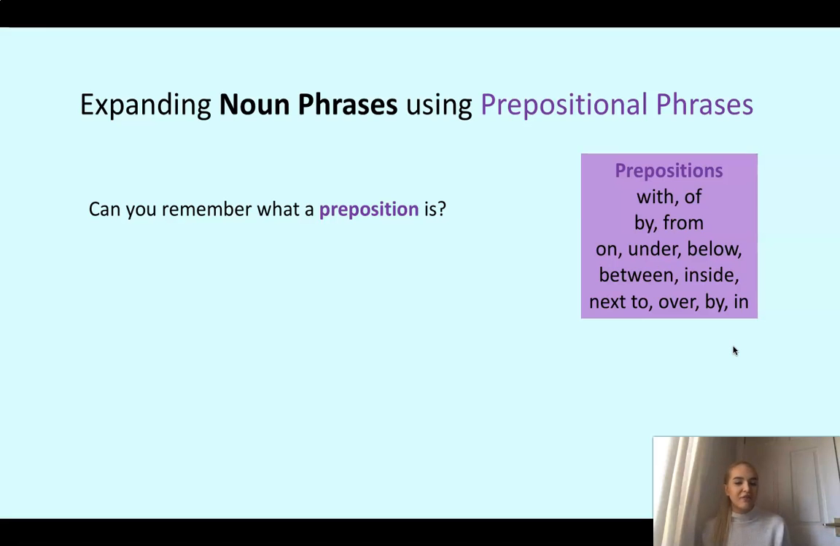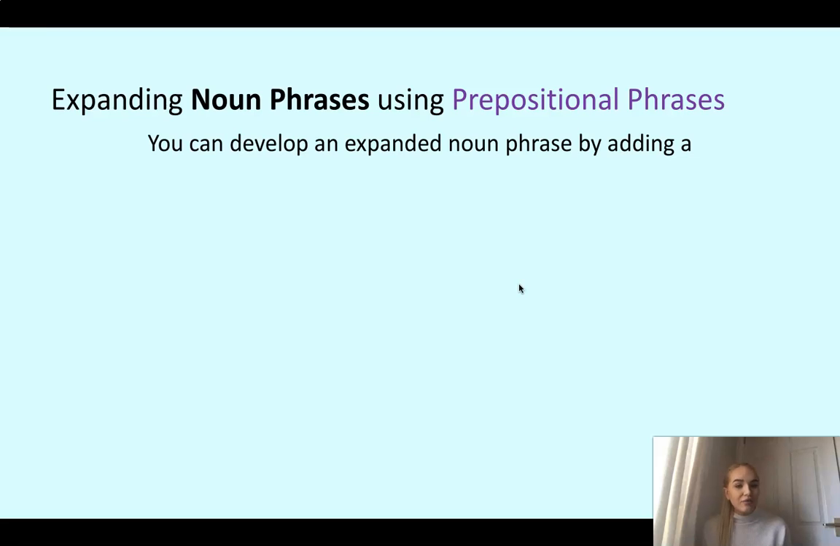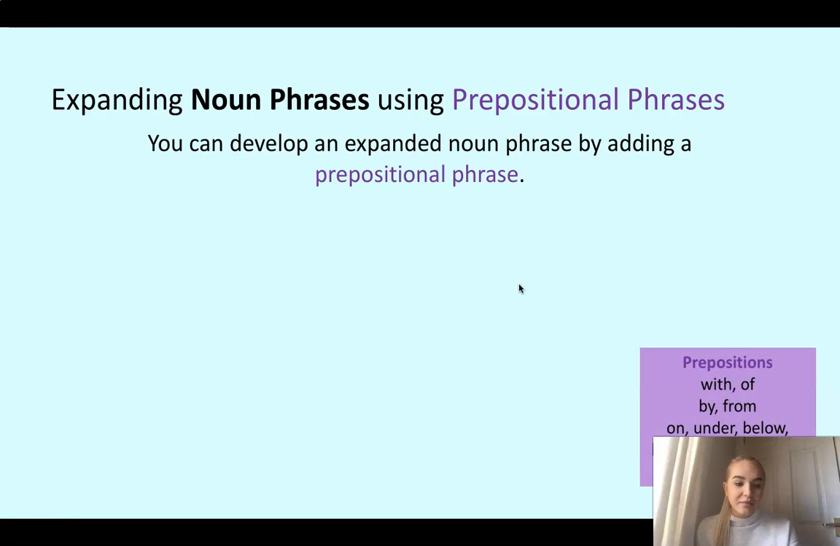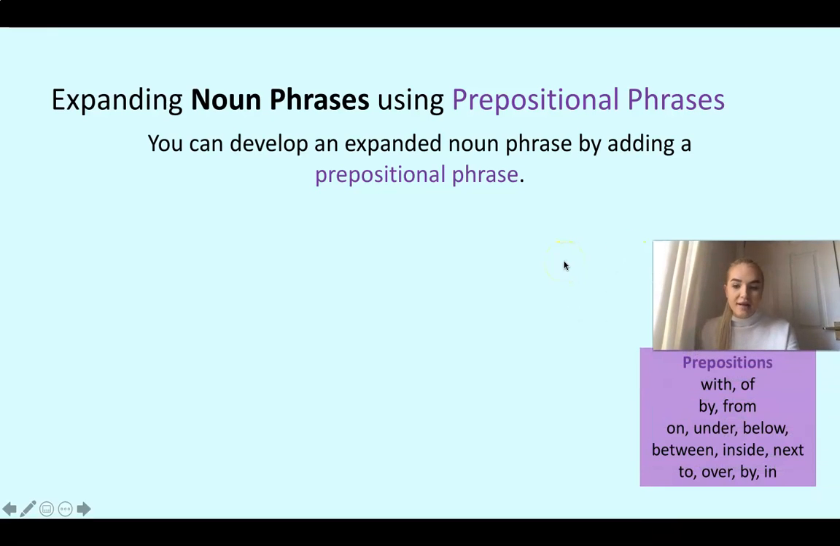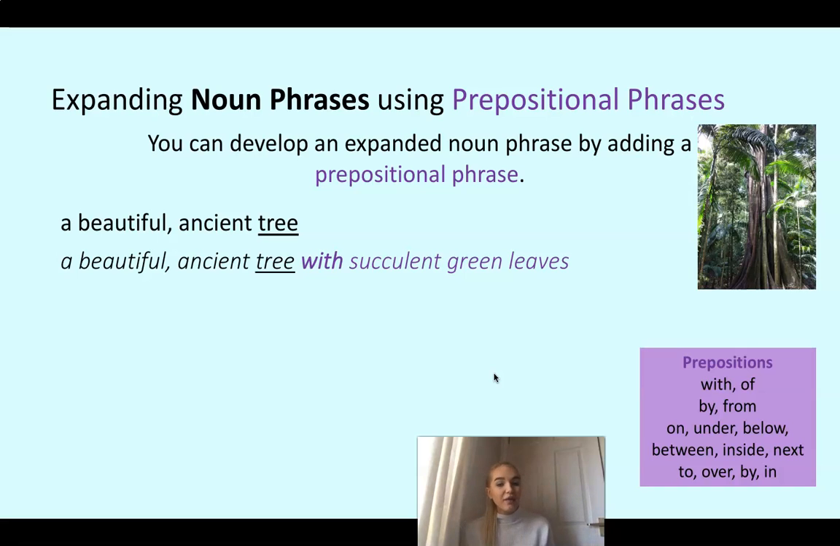Now, if you didn't have a definition for the word preposition before, can you think of one now using the list of some of the prepositions that I've given you here? Well done. So a preposition tells us how words are related. So we could expand our noun phrases using prepositional phrases because we could add a prepositional phrase. So we've got our prepositions just down the corner there so we can refer to them. So we could say a beautiful ancient tree, which is my expanded noun phrase, but I could expand that by adding my prepositional phrase with succulent green leaves.